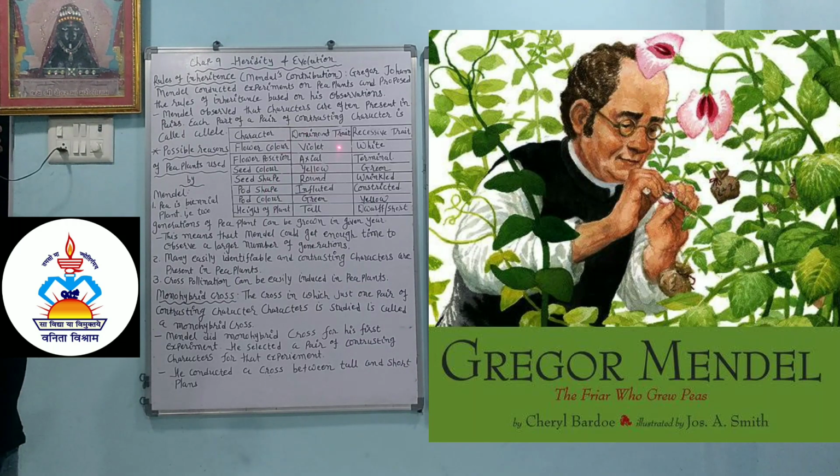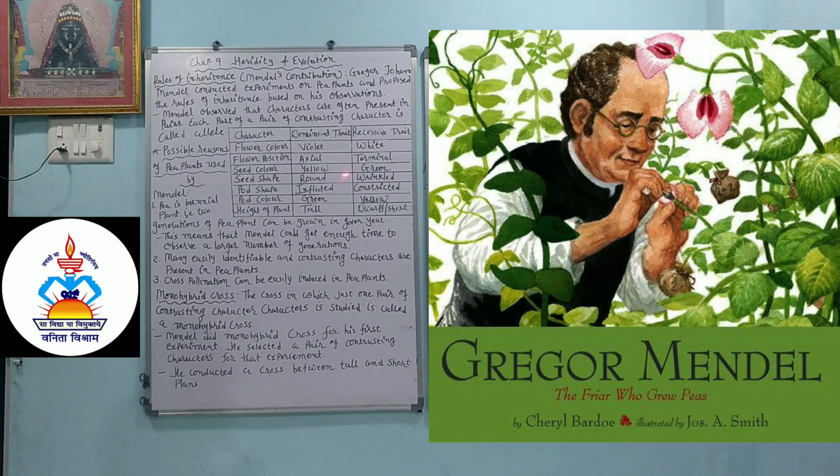So here 2 types of traits are possible. Dominant means more visible, recessive means less visible. Dominant trait in flower color is violet, which we find more, and recessive, meaning less dominant, is white. Flower position: dominant is axial, and the recessive trait is generally terminal. Seed color: dominant is most probably yellow, whereas recessive is green.